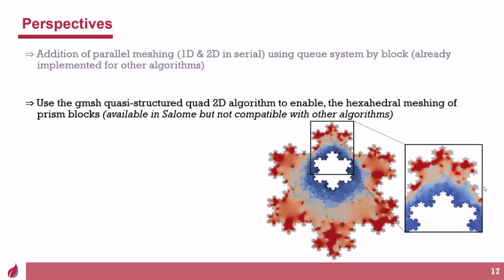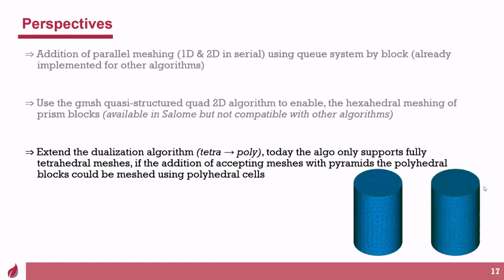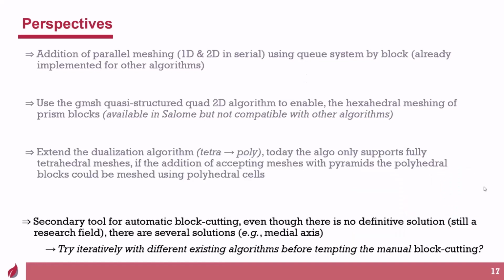Implementing quasi-structured 2D meshing of Gmsh. This is going to enable meshing even the prism elements with quadrangular elements, even if they are unstructured ones. And the dualization of the tetrahedral meshing to have polyhedral mesh cells inside the polyhedral blocks.